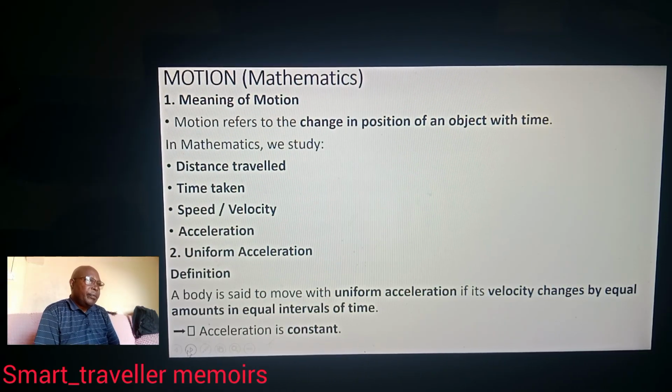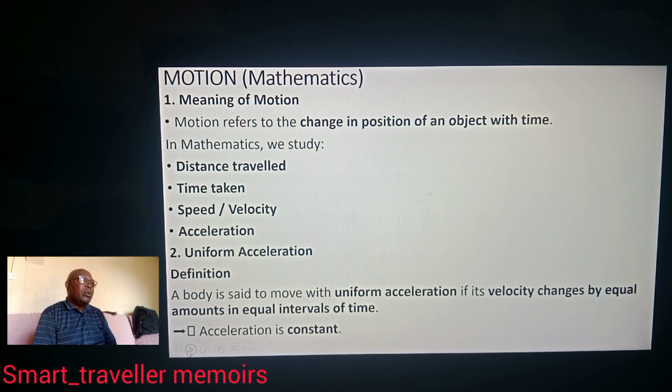Meaning of motion. Motion refers to the change in position of an object with time. In mathematics, we study distance traveled, time taken, speed and velocity, acceleration.